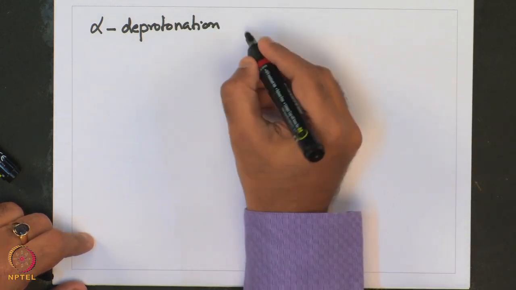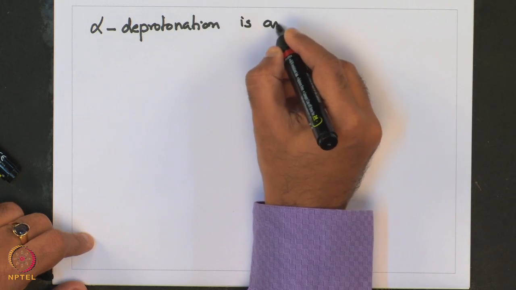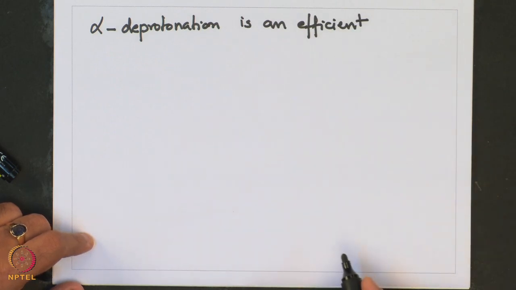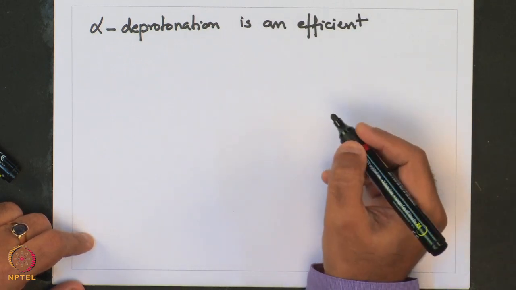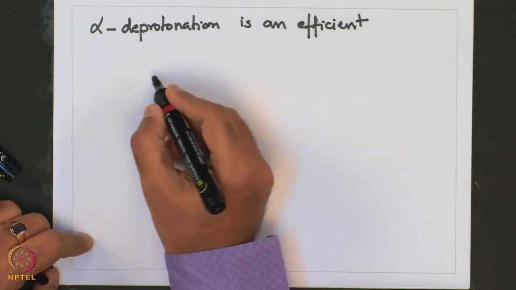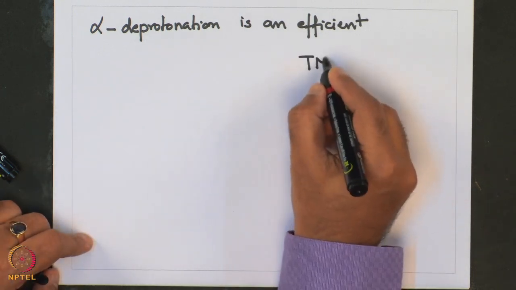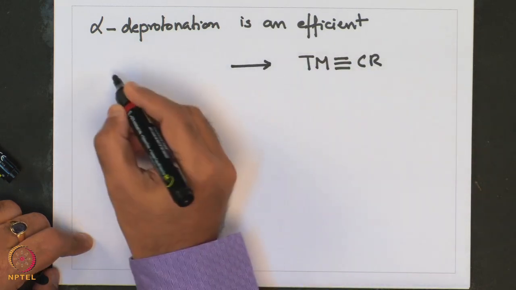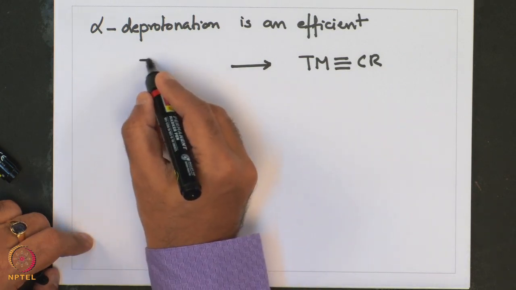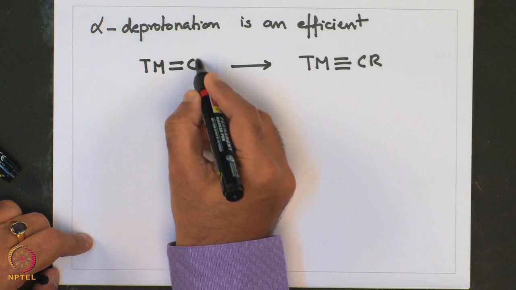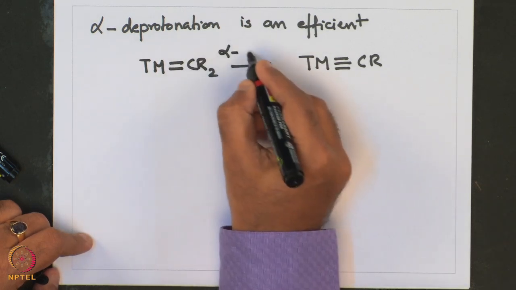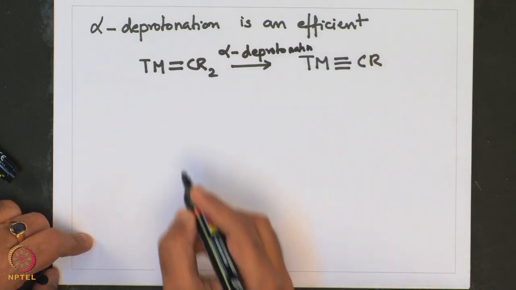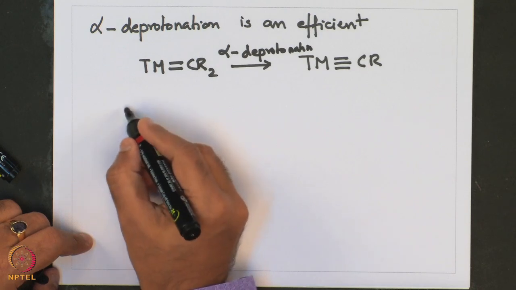α-deprotonation is an efficient method for synthesizing transition metal carbyne complexes, and here too we see that the transition metal carbyne complexes have been synthesized from the corresponding transition metal carbene complexes by α-deprotonation. So, let me provide an example of the same.